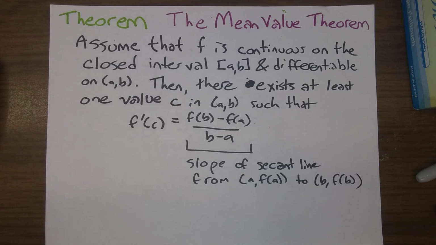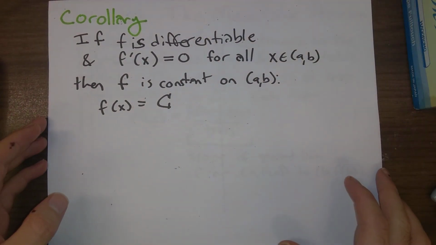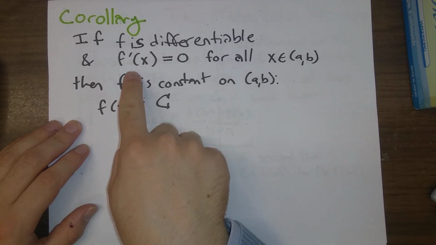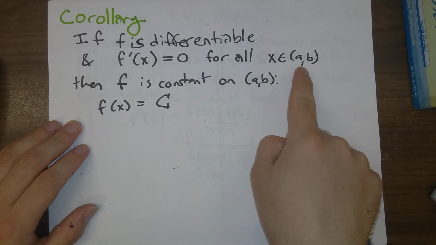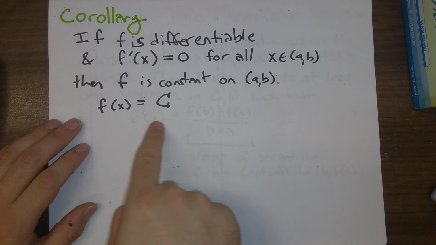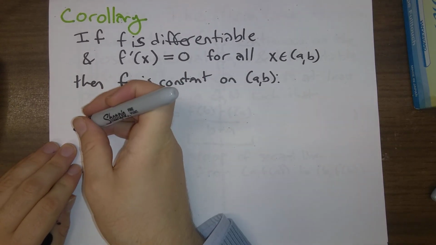Let's talk about some consequences of the mean value theorem. As a reminder, here's a statement of the mean value theorem. One of the things that it can tell us is that if we have a function that has derivative exactly equal to 0 for all x in some interval, it's a constant function. f of x is equal to c for some constant c. This is actually something we can prove pretty easily.